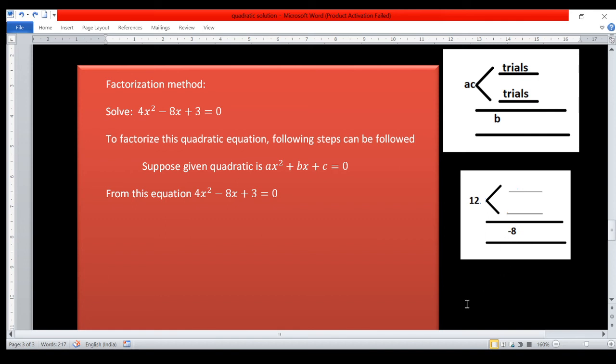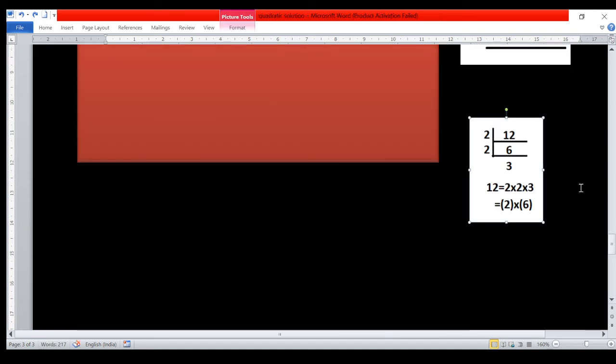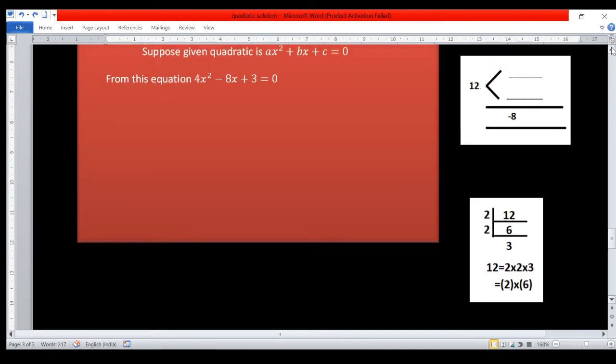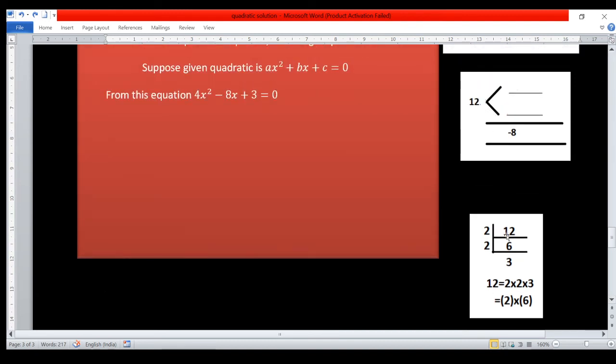The dashes should be filled by what numbers? So we are going to find out those numbers. You see this 12, this 12 can be factorized like this: 2 sixes, 2 threes. So therefore 12 can be written as 2 into 2 into 3. 2 twos are 4, 4 threes are 12.